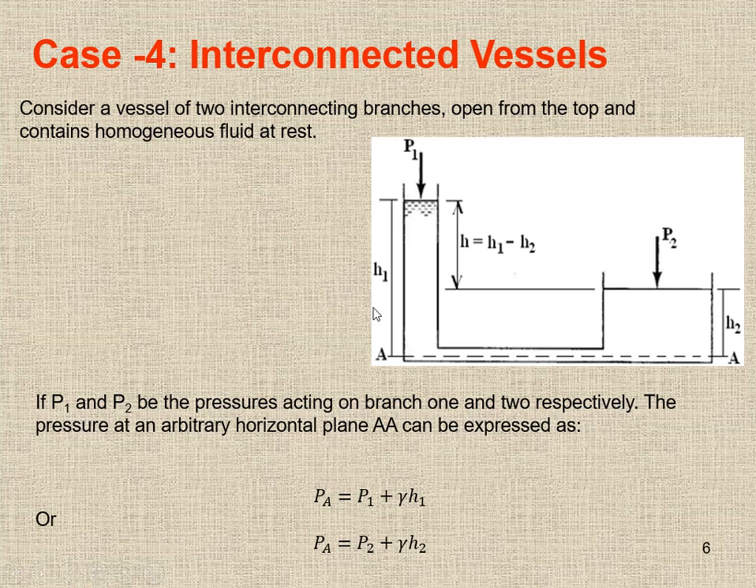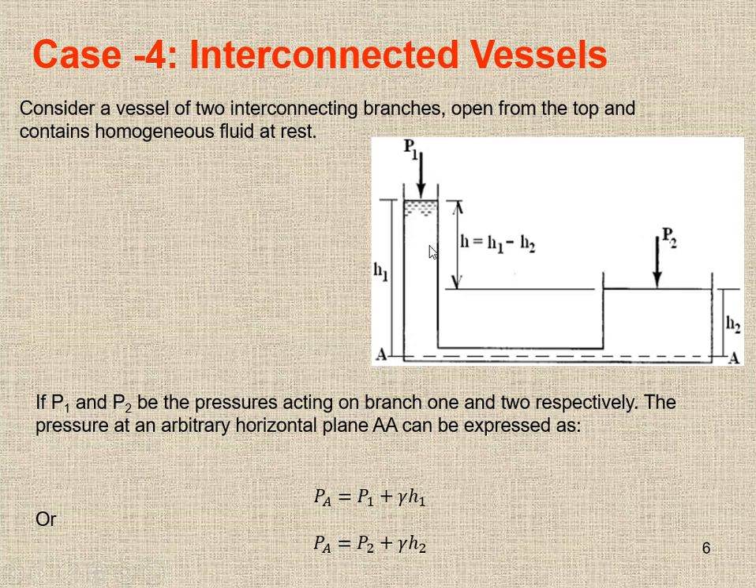at rest. Here is the interconnected vessel. This end of the vessel is quite narrow and tall, and this one is quite wide and a little short, and at both ends the pressures P1 and P2 are acting. If P1 and P2 are the pressures acting on branch 1 and branch 2 respectively, this is branch 1 and this is branch 2, the pressure at an arbitrary horizontal plane AA can be expressed as follows.